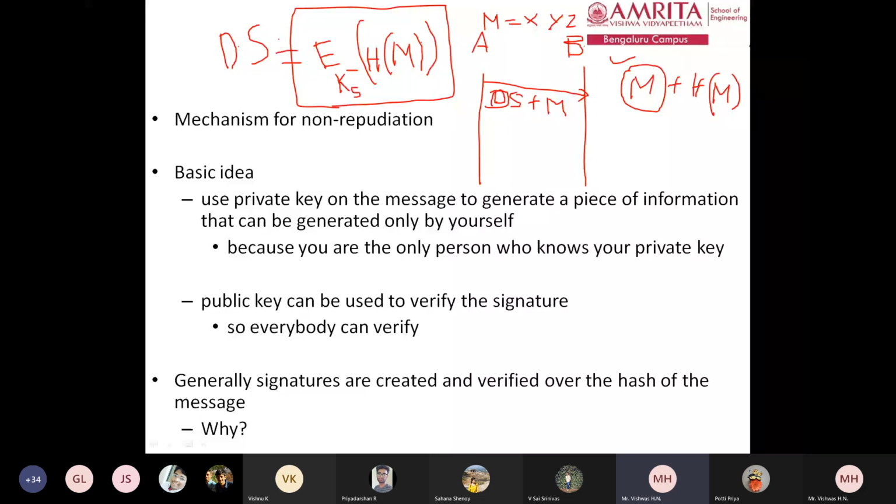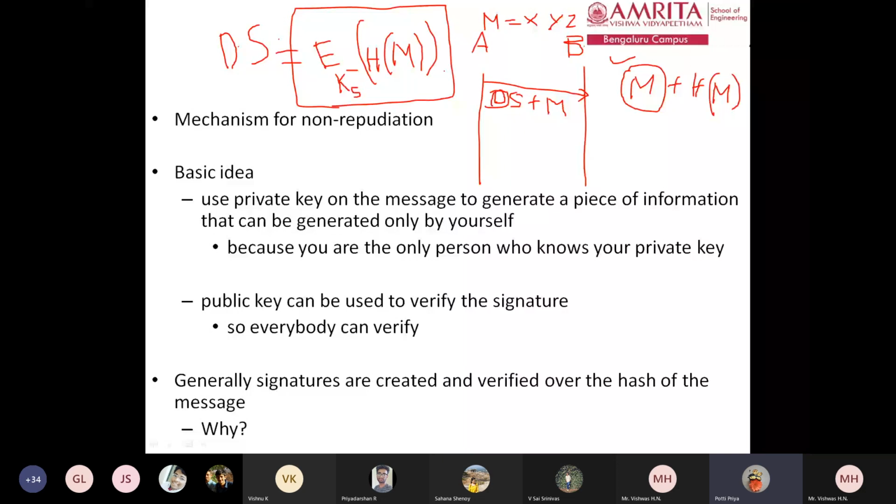See, we are doing this only for the purpose of authentication and integrity, and for providing confidentiality we do something else. I will discuss that in the upcoming slides. Then you will understand why we are not encrypting the whole message with your private key. Yes, sir, I understood.